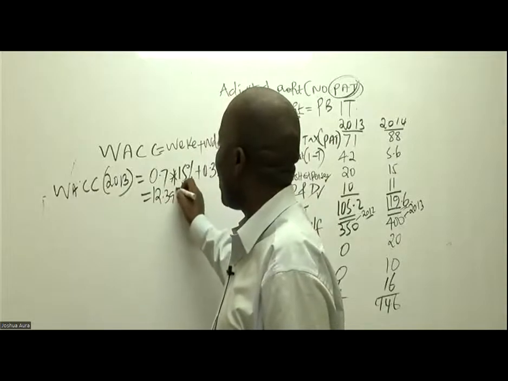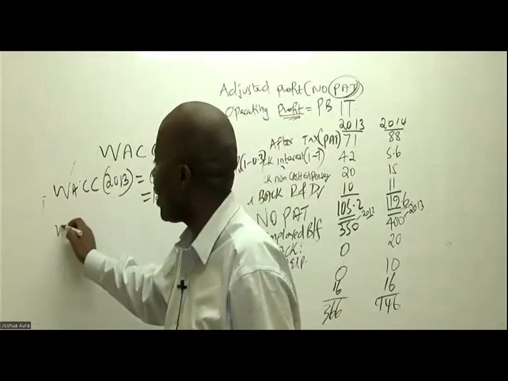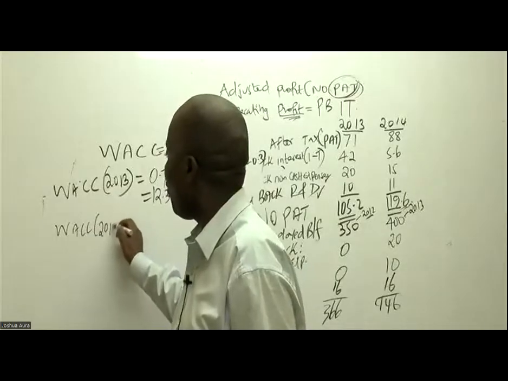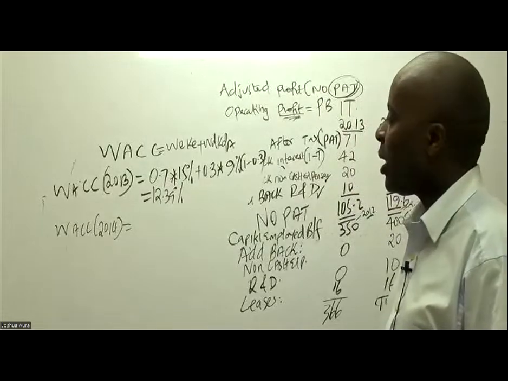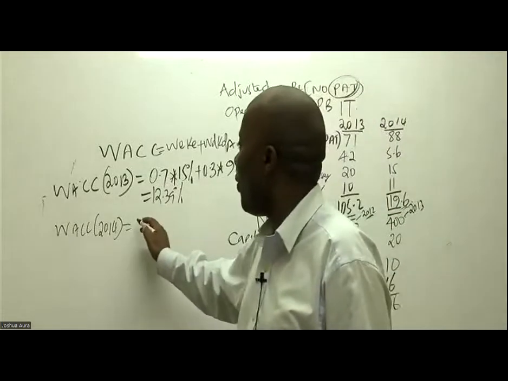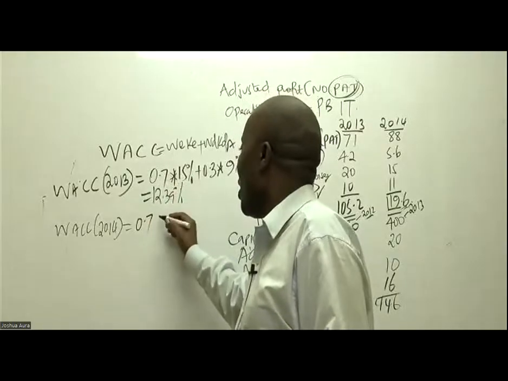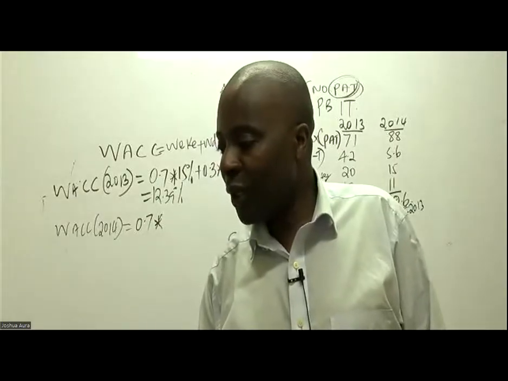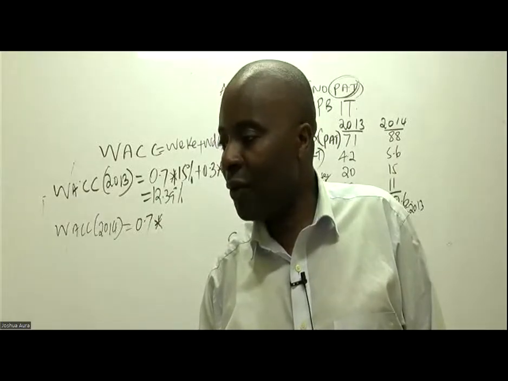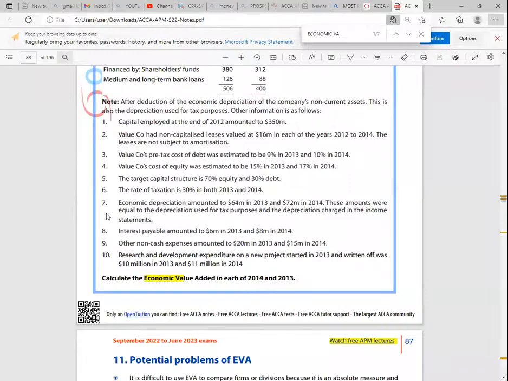12.39%. On the same breath, come and give us the WACC for 2014. For the WACC for 2014, I'll start with 0.7, which is the weight of equity, multiplied by the cost of equity. The cost of equity in the year 2013, as per note number 4, is 15%. So times 15%.